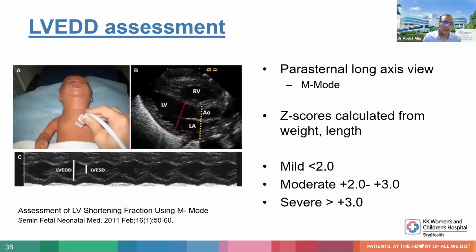Another measurement is the left ventricular end diastolic dimension, again measured in the parasternal long axis view using M-mode. If we know the height and weight of the baby, we can calculate the Z scores, which gives an objective assessment of left ventricular volume and dilatation. A Z score of less than 2 is normal or mild PDA. In moderate PDA, Z scores can be +2 to +3, and in large PDAs, the LV EDD Z score will be more than +3.